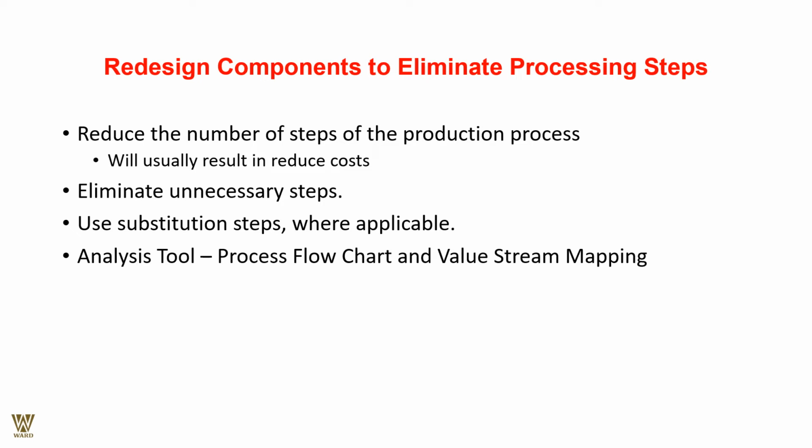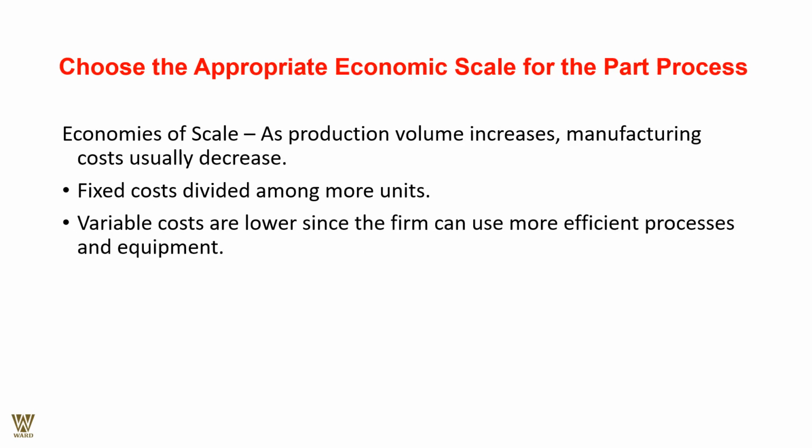Now these are the components where we can eliminate either the component, or reduce the component or the processes involved in it. So what do we do? We can reduce the number of steps in the production processes. How can we do it? We can sublet it or outsource it to some other vendors. It will usually result in reduced cost, definitely yes. Reduce complexity, definitely yes. Eliminate unnecessary steps. The moment unnecessary steps have been taken care of, it becomes much simpler. Use substitution steps wherever applicable, and analysis tools such as process flowcharts and value stream mapping.